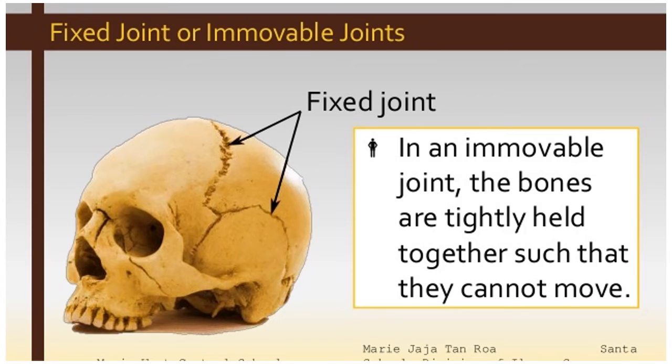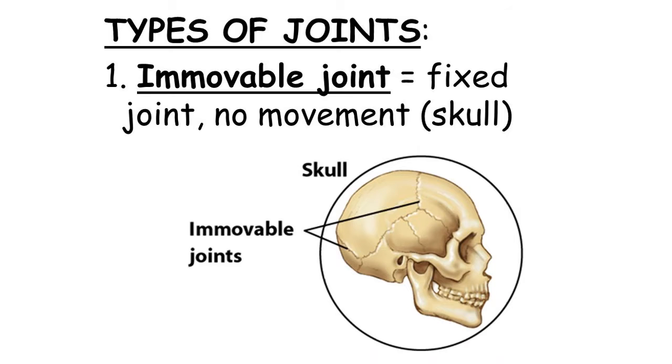So in a fixed or immovable joint, you can see here the two parts have been fixed together. In an immovable joint, the bones are held very tightly. You can say this part and this part and this part are held together so tightly that they cannot move at all. That is why they are called fixed or immovable joints. This is the whole structure of the skull, and inside the skull there are fixed joints, so they cannot move.